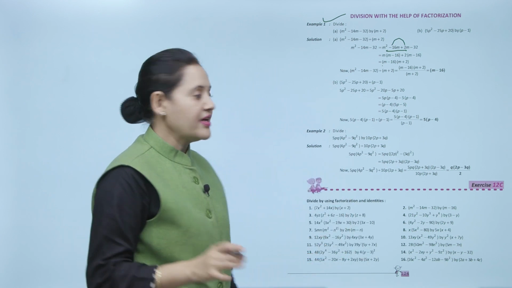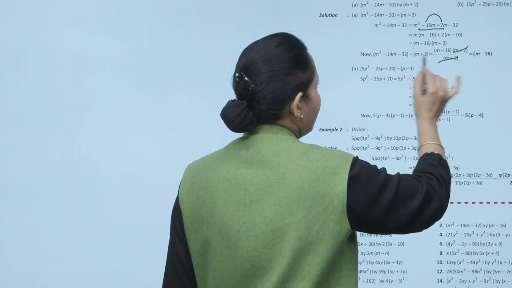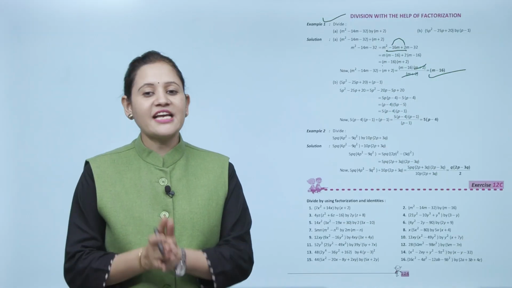Now we will divide this by m plus 2. So m plus 2 gets cancelled and m minus 16 is the answer. Clear? Next is exercise 12C.